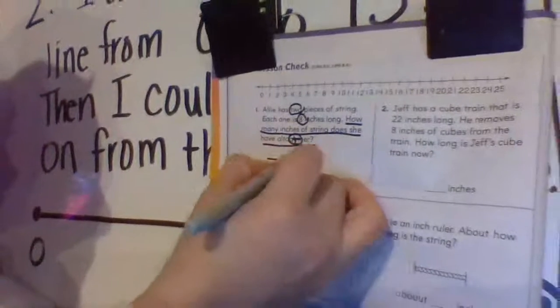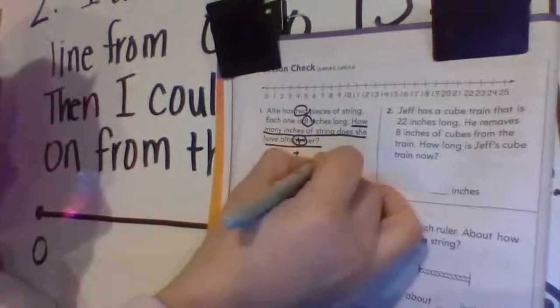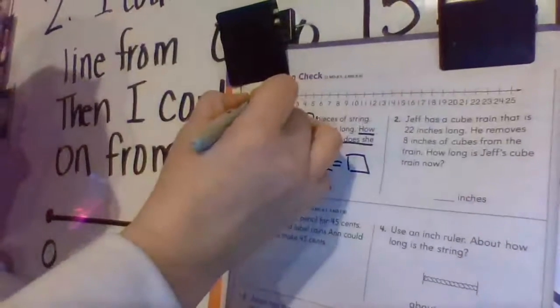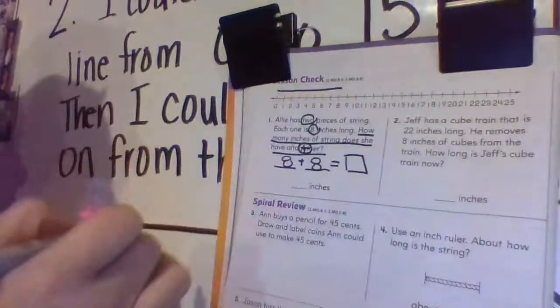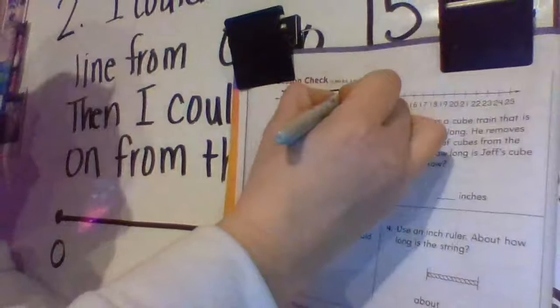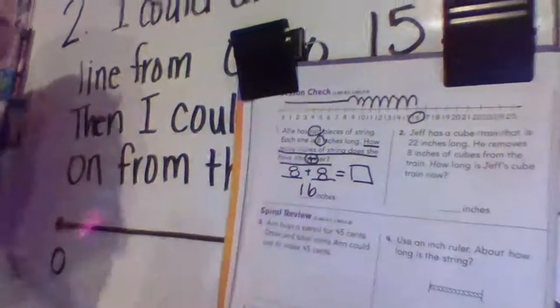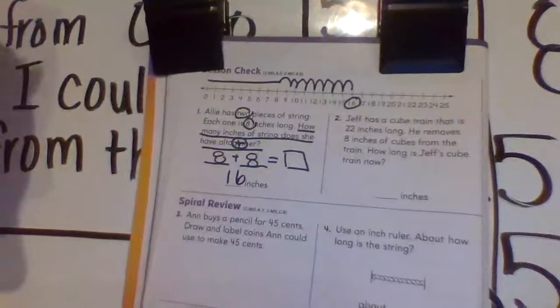So I know there's 2 pieces of string, here's my 2 pieces, and I know that each string is 8 inches long. We want to know how much it equals altogether. So let's use the number line. We're going to start at the 0, go to 8, and then I'm going to add 8 more. 1, 2, 3, 4, 5, 6, 7, 8. It took me to the 16. So those 2 pieces of string together equal 16 inches.